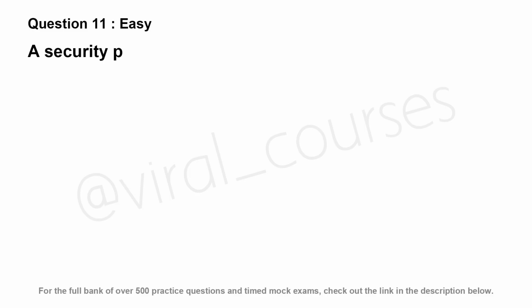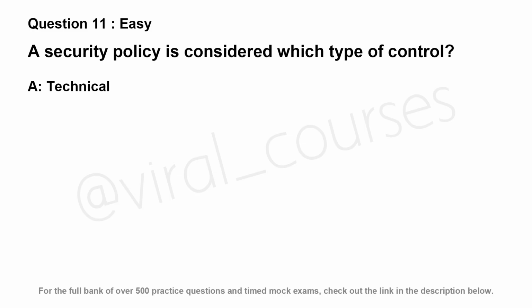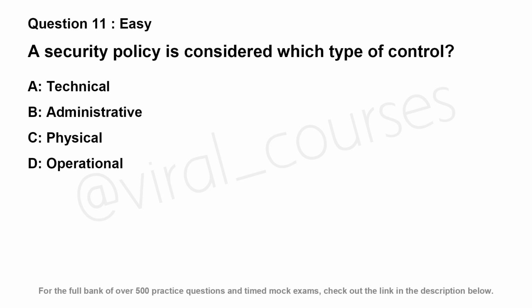A security policy is considered which type of control? Option A, technical. Option B, administrative. Option C, physical. Option D, operational.